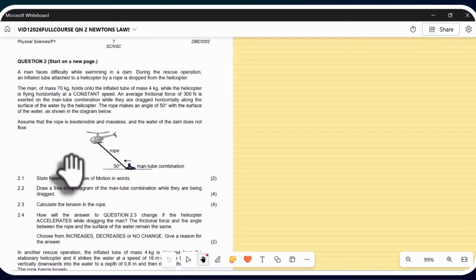Now they say state Newton's first law of motion in words. How do we state it?